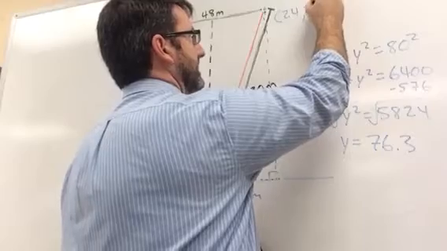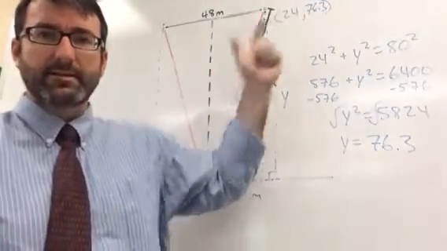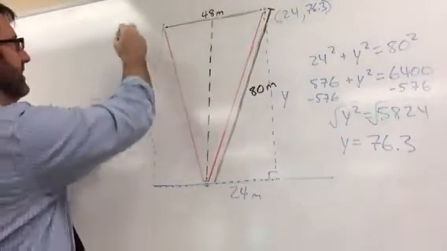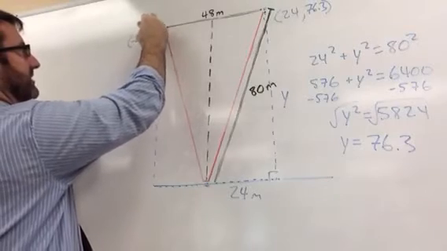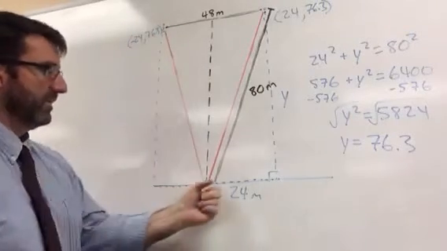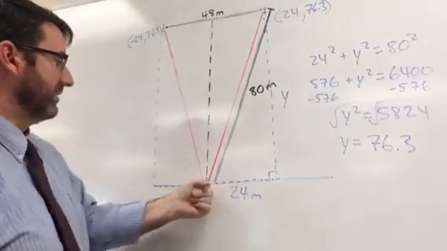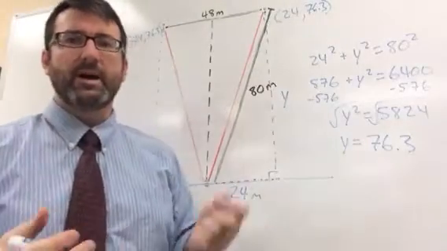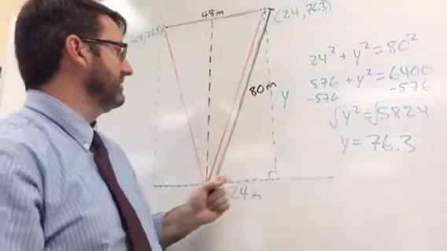So 76.3, that's the coordinates for this point up here, which means that the coordinates for this point is going to be negative 24, 76.3. Because we're going back in the x direction, or going back along the x-axis, and then we're going up again, so in the positive direction on the y-axis. So now we found those two.